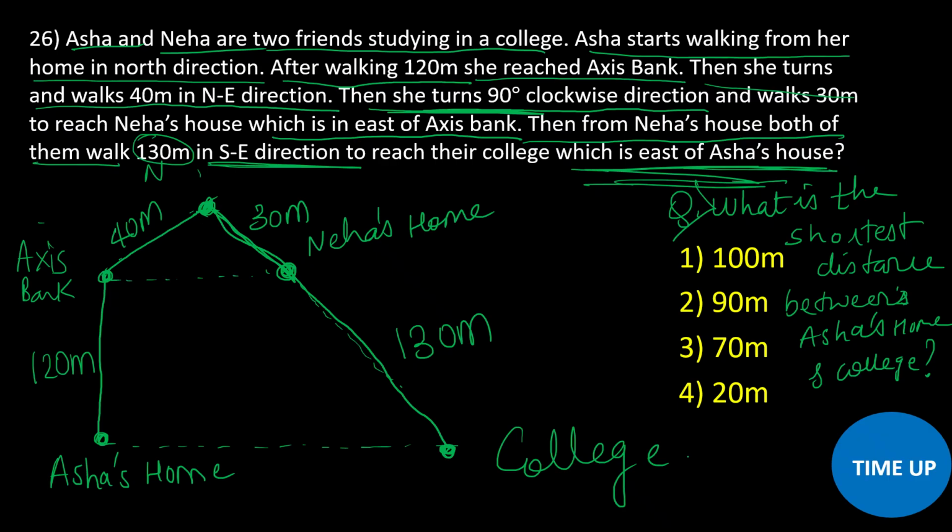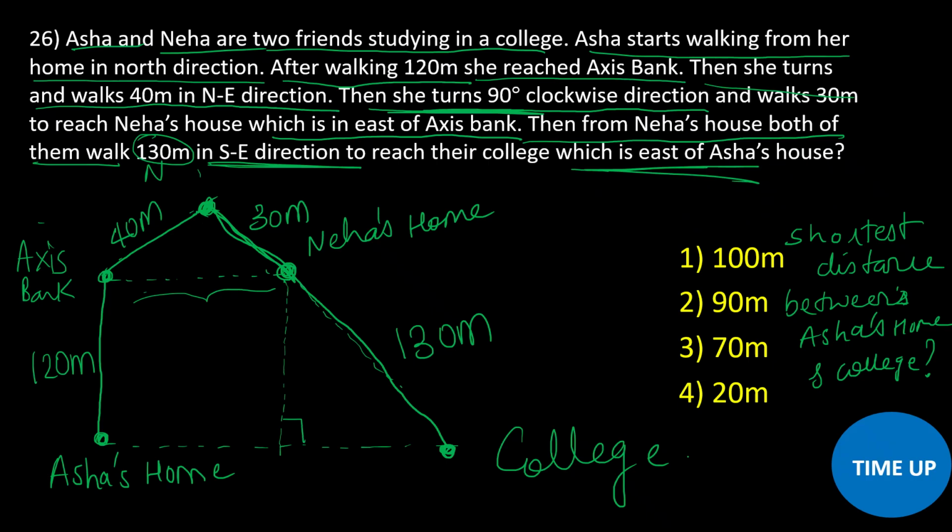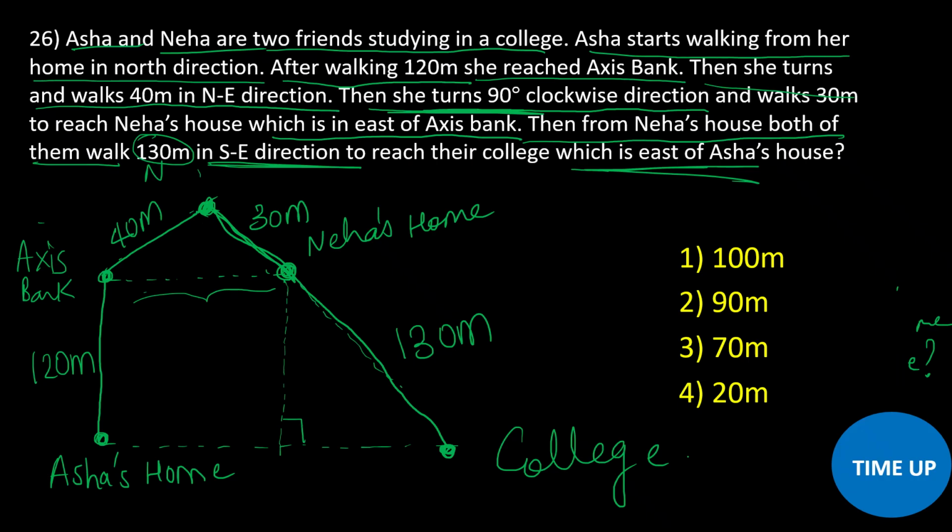First see here. If I make a right angle triangle here, using the Pythagoras theorem, this distance I have to find out first. Okay. So 2 times I have to apply Pythagoras theorem then. So let me just wipe it off. What is the shortest distance between Asha's house and the college is the question. Okay. So how to solve this?